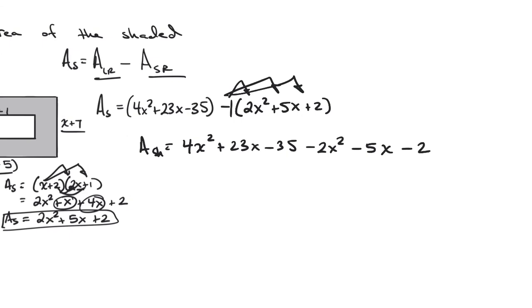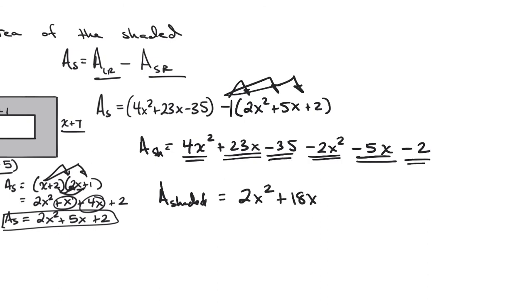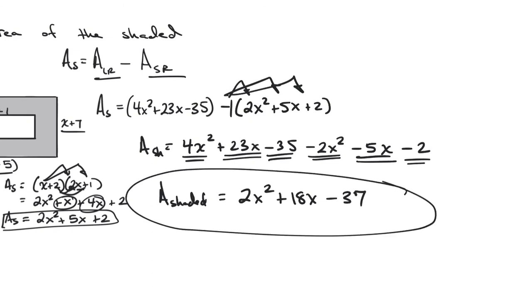So now from here, it's just a matter of cleaning it up, and then we will finally be done. So the area of the shaded region is equivalent to 4x squared minus 2x squared, which is 2x squared. 23x minus 5x is positive 18x, and -35 minus 2 is equivalent to -37. And then this will be your final answer. So what's important here to remember is that you must be thinking of polynomials as groups when you find areas of them. So I hope this helps with whatever you're doing, and let me know.